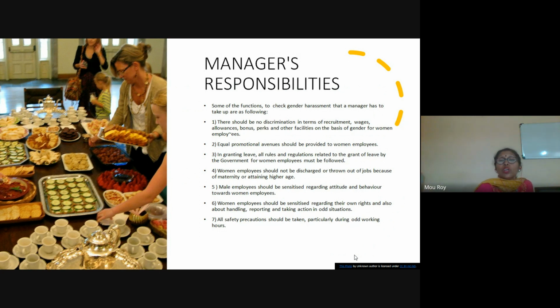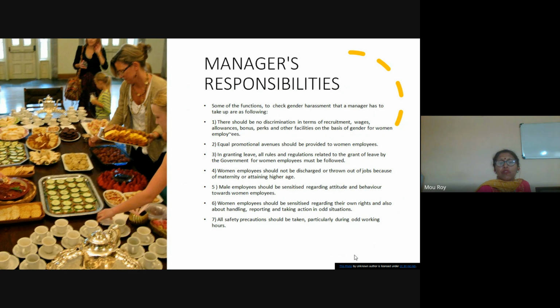Okay, so one thing is that women employees should not be discharged or thrown out of jobs because of maternity or attaining higher age. Very important. Male employees should be sensitized regarding their attitude and behavior towards women employees. Because some men, irrespective of women, their behavior towards people is very harsh. So that should not be.